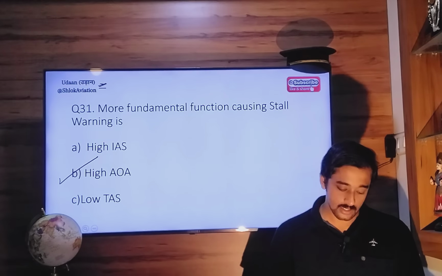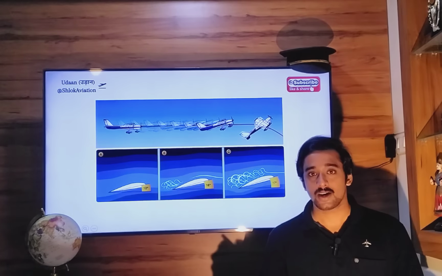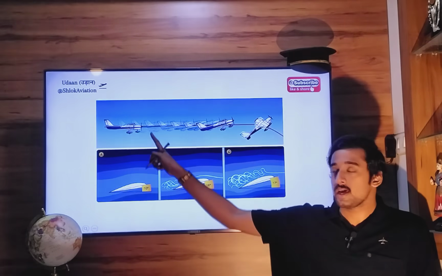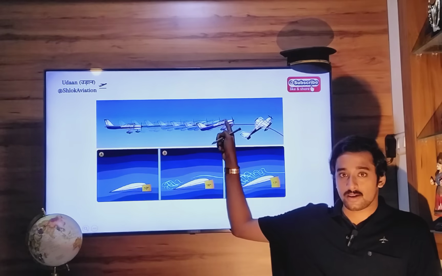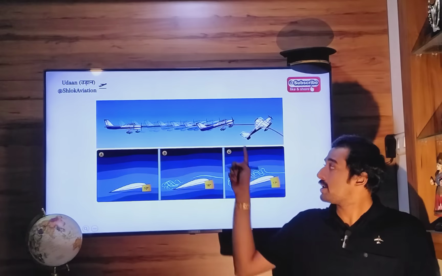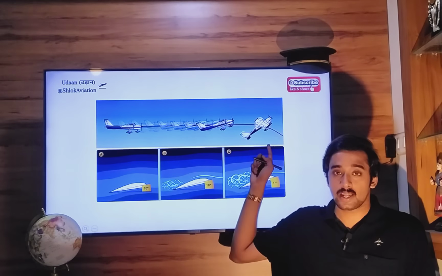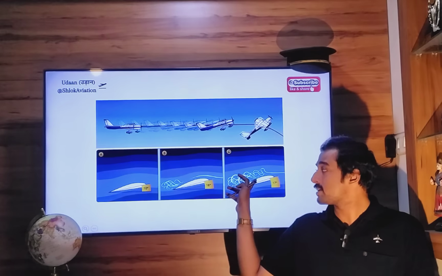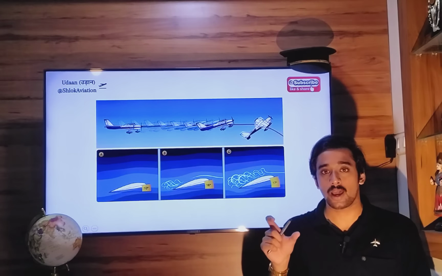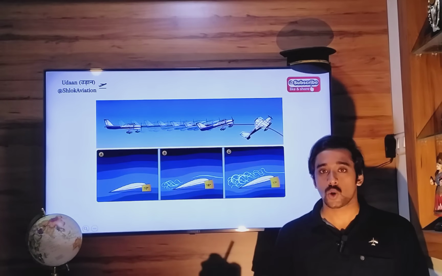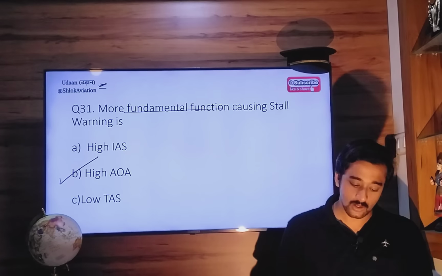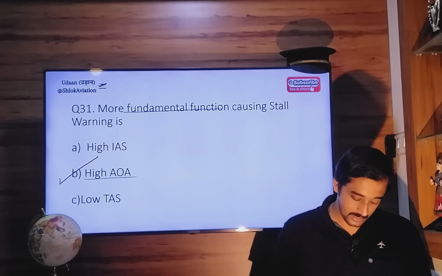Whenever you exceed the critical angle of attack of your aircraft, stalling will happen. Okay, so here you can say angle of attack is 10 degrees. Angle of attack is nothing but the angle between the longitudinal axis of your aircraft and your flight path, the direction in which you are moving. As the angle increases and you cross that critical threshold angle of attack, stalling will start happening. So the most fundamental factor causing a stall is the high angle of attack. Next.